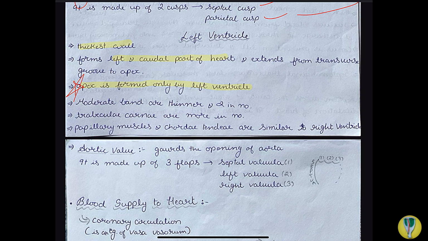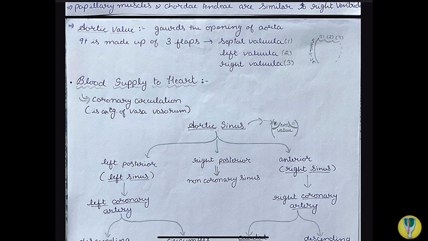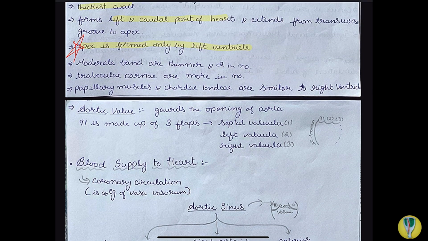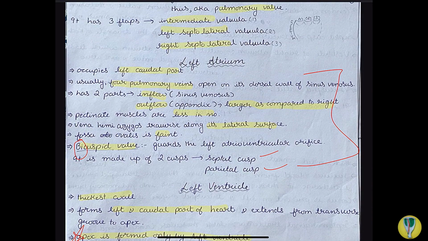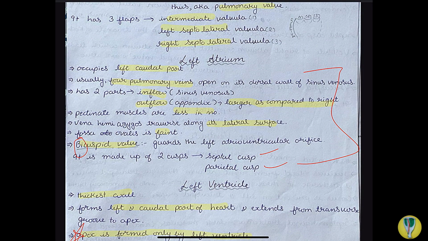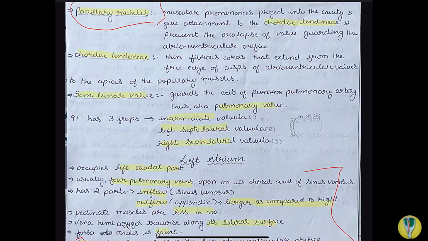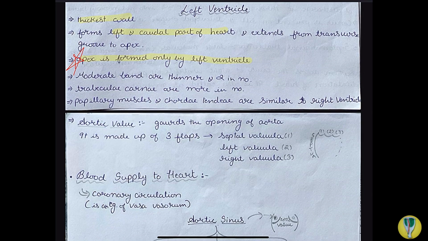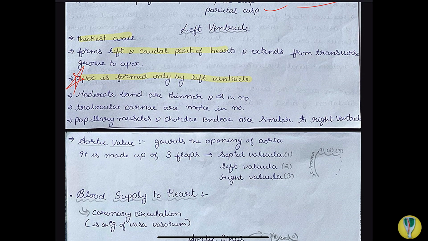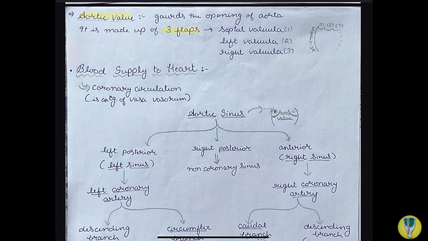Then the aortic valve guards the opening of the aorta. Okay, so just like the left atrium had a bicuspid valve, the right ventricle had a semilunar valve, the left ventricle has the aortic valve. It closes or guards the opening of the aorta. It is made up of 3 flaps, but the names are not important.